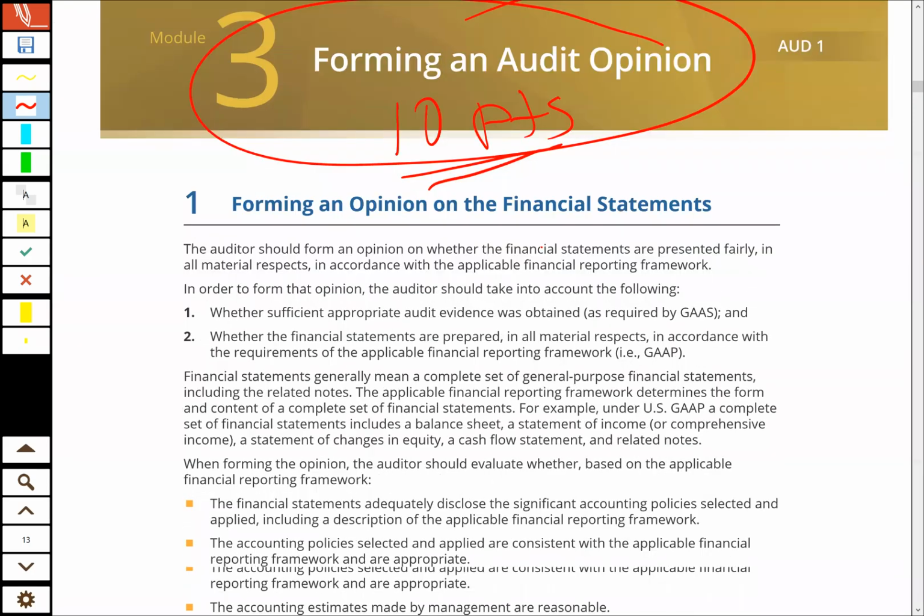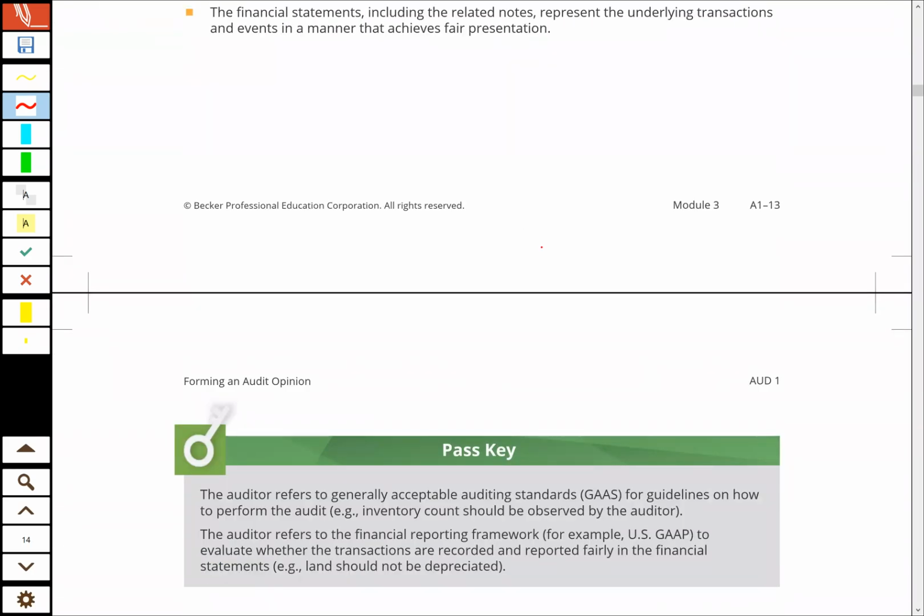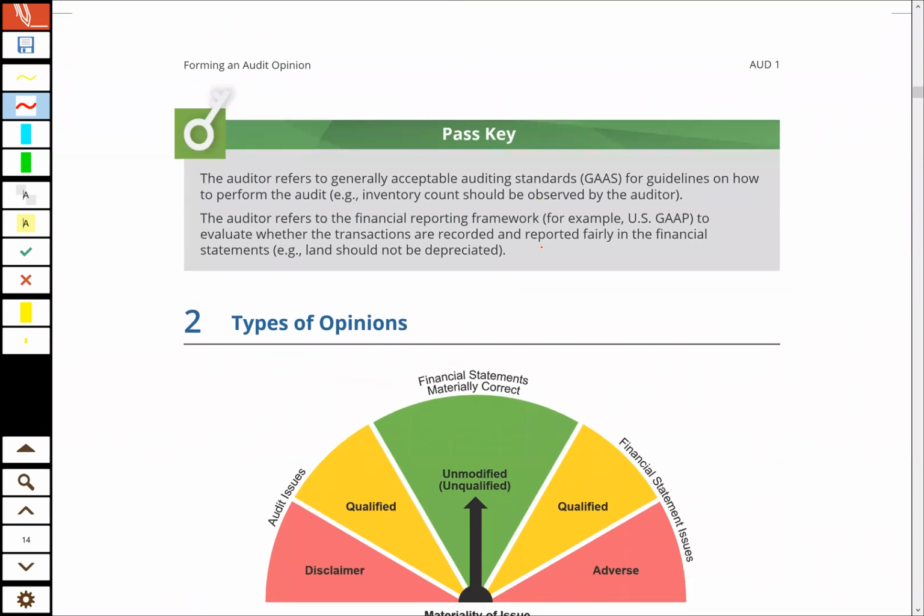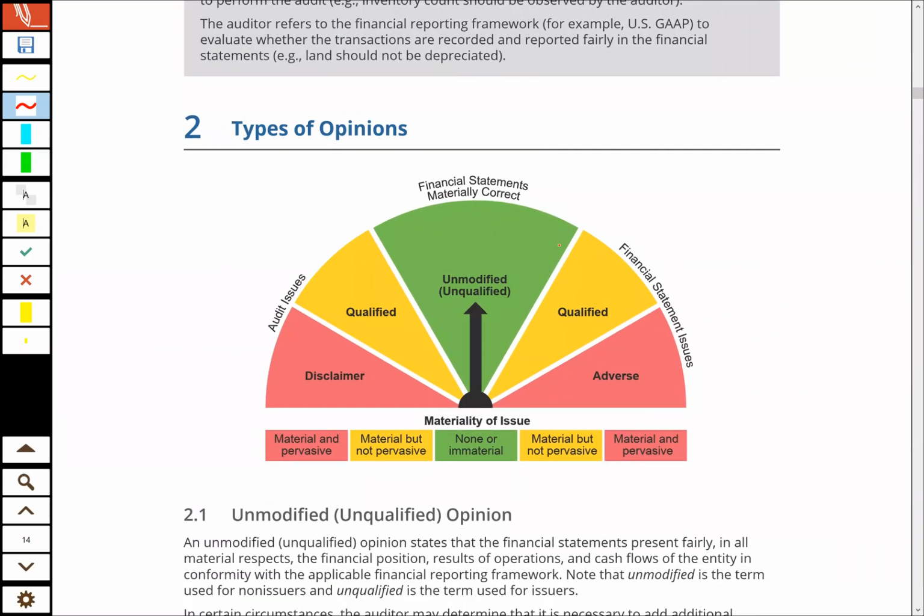I'm not going to read all of that introduction because it tends to repeat some of the things we've already talked about. I just want to go straight to this. I call it the grapefruit here, where we're going to start to understand some of the terminology around these various types of reports that we can give on the financial statements. So they've used green, yellow, and red here.